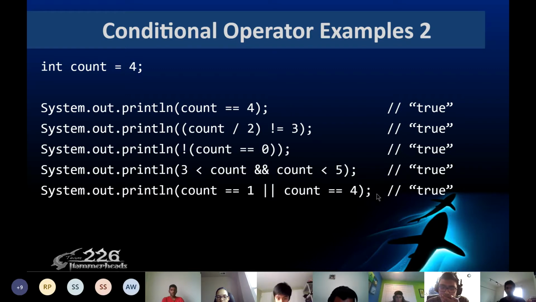This last one would be true because it's or, and 4 is equal to 4, but 4 is not equal to 1, but because it's or, it's gonna be true. Yeah, that's right. All right, we'll go on.